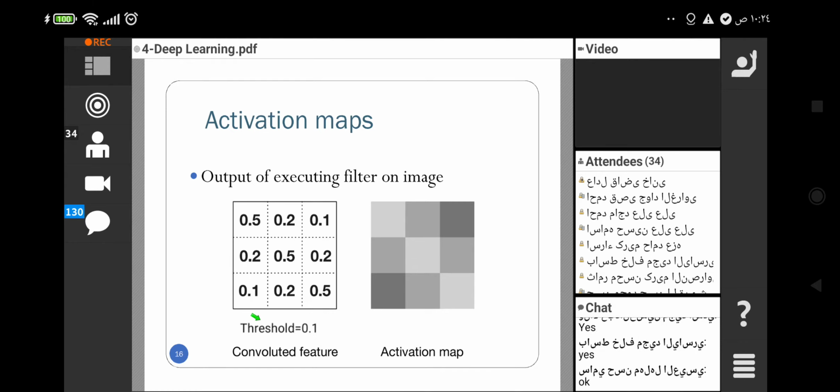Yes, for example, in this example, these 2 points are put to 0, and the other numbers don't change. The numbers that are less or equal than the threshold are put to 0, and the numbers that are higher than the threshold are not changed. So this is what happens in the ReLU layer. The ReLU layer is putting a threshold on the output of the convolution. Okay, this is the ReLU layer.